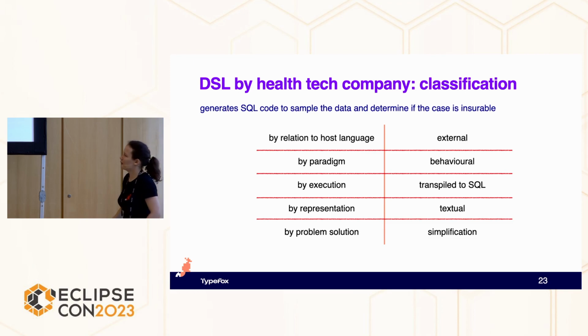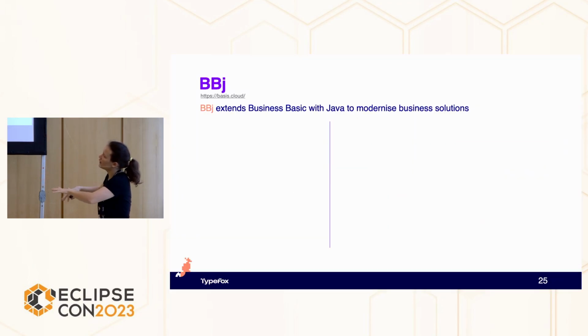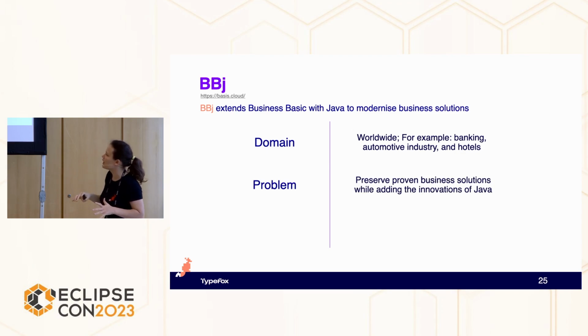Next company, next language is BBj by Basis International. It's a company that provides business solutions, and the language by itself extends BASIC with Java to modernize business solutions. So the domain is worldwide. It can literally be used everywhere, for example banking, the automotive industry, and hotels. The problem we want to solve is to preserve proven business solutions while adding the innovations of Java. People who are working in this domain strive for reliability. So they can't just switch to different things and have to use very reliable solutions. But at the same time, they strive to use some innovations, and that's how we come to this problem.